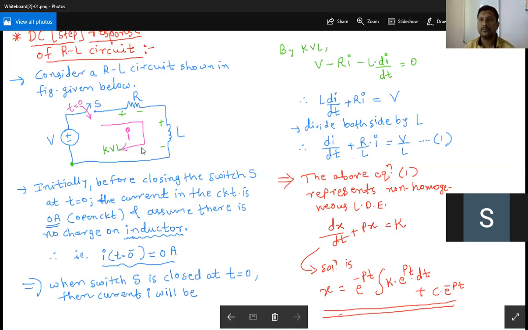Now next, I am going to apply KVL in this loop. According to the direction of I, I will mark the polarity of the voltage drop across resistor R and across inductor L. So plus minus I have marked. Now I am ready for applying KVL. As per the KVL rules, you can select the left hand side bottom point as the starting point as well as the end point. Go in a clockwise direction.